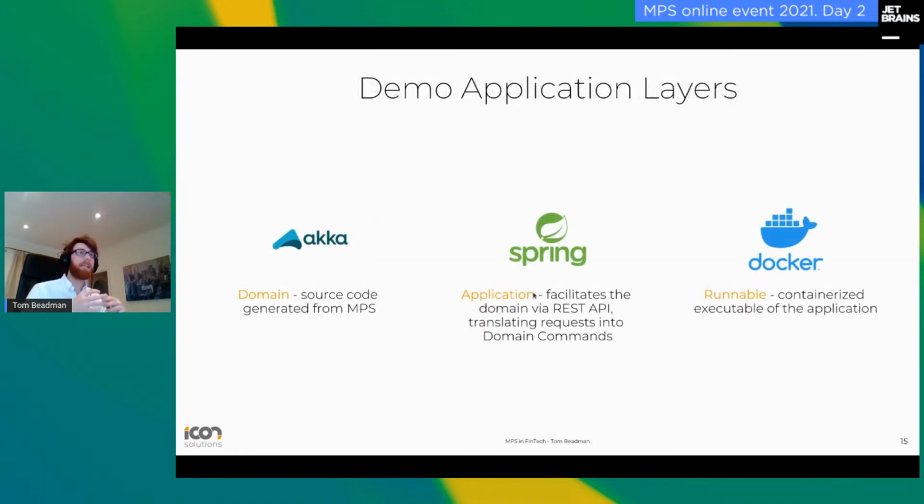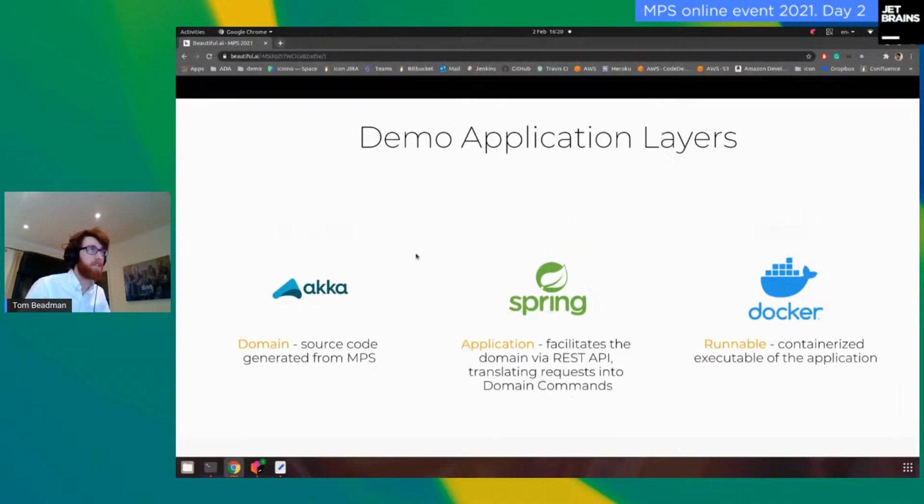And then what we build out from that is we're going to generate the MPS solution. It's going to build a domain which is built on top of Akka. There's also a really thin application layer, a Spring Boot application, that wraps the generated domain and exposes the commands on a REST API, and then finally bundle that into a container and run it up, all as part of the same process. So that's where we're aiming. Let me move over to the terminal.